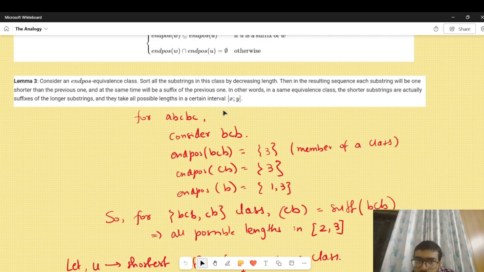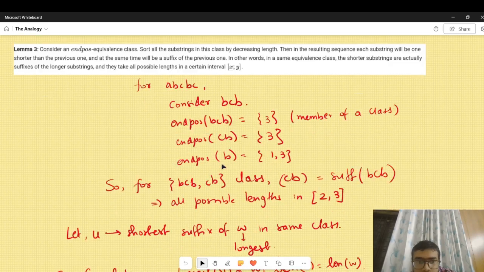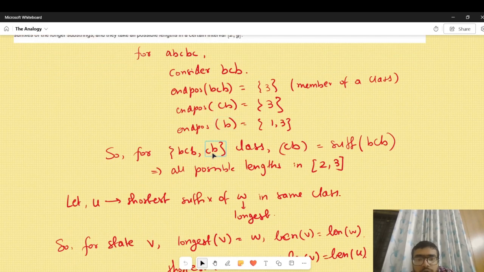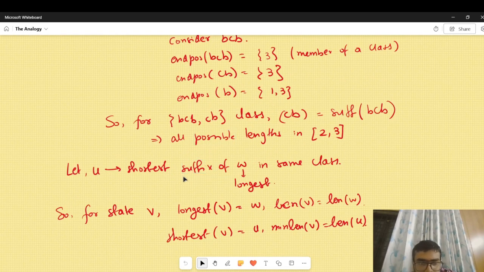in linear increments of 1. For instance, if we have abcbc, let's consider this string and consider BCB as its substring. The npos of BCB is 3, npos of CB is 3, and npos of B is 1, comma 3, which is different from both of them. Hence, CB and BCB are part of the same equivalence class, and CB is a suffix of BCB. CB has the minimum length 2 and BCB has the maximum length 3. Although this example is a little trivial, all possible lengths in 2, 3 are covered by the substrings.